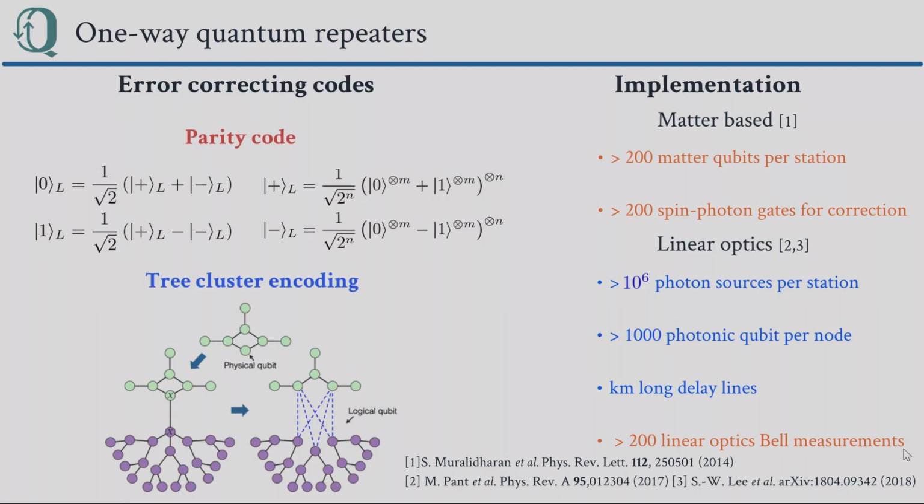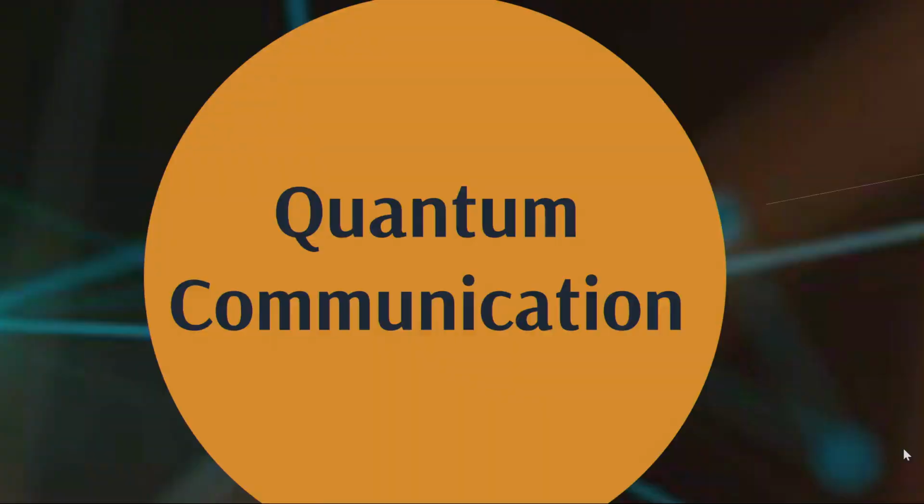So you still send a signal, and then you need a signal to come back that you actually got the photon. And we want to look at a truly one-way repeater, where we send these tree clusters from one repeater station to the next, and we don't need any return signal. So that's the next thing. How do we propose to do this?